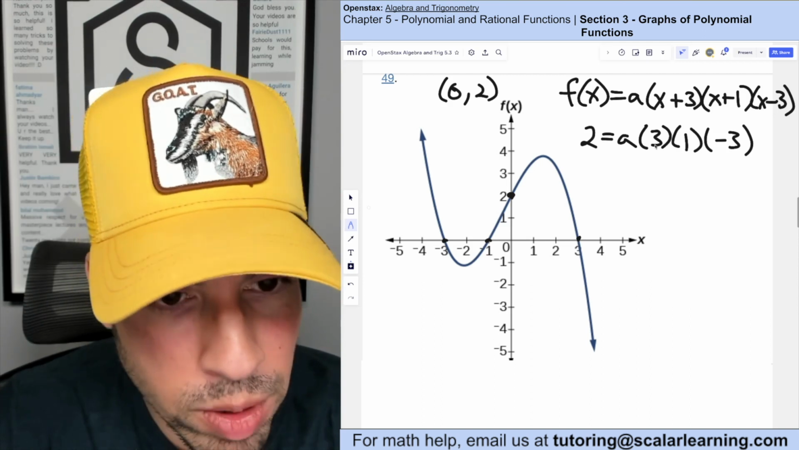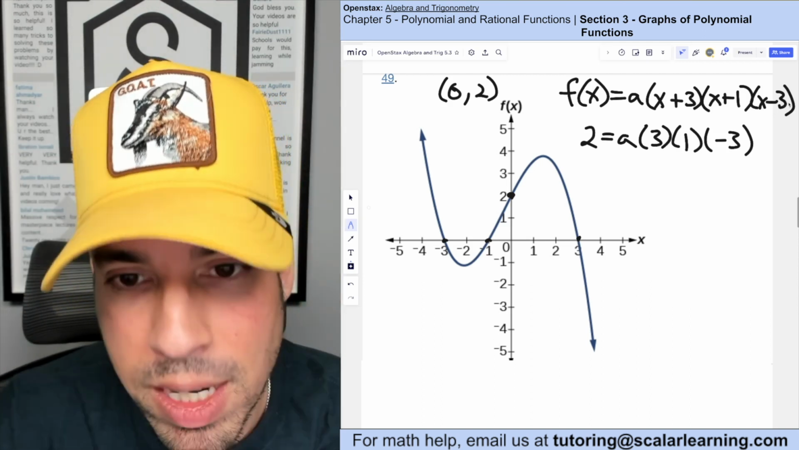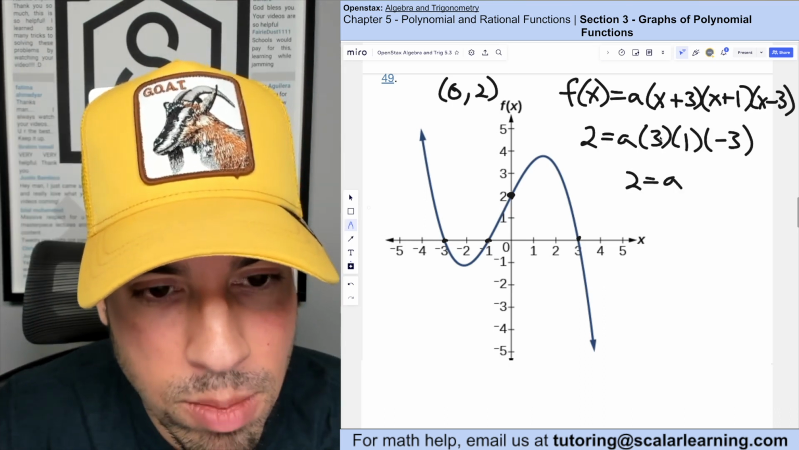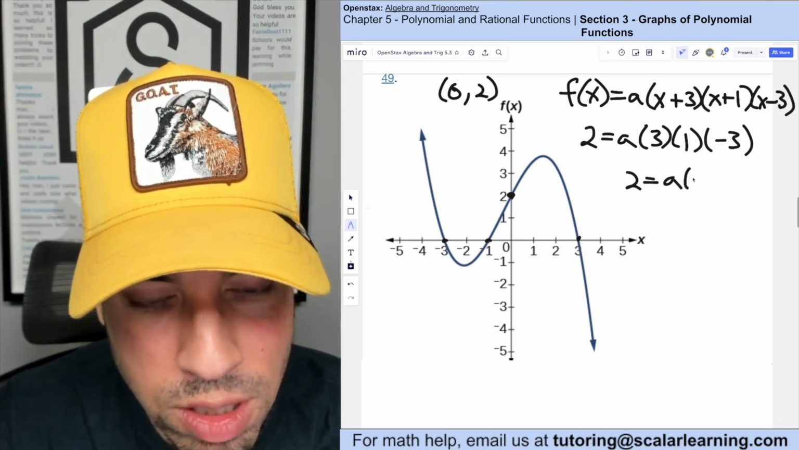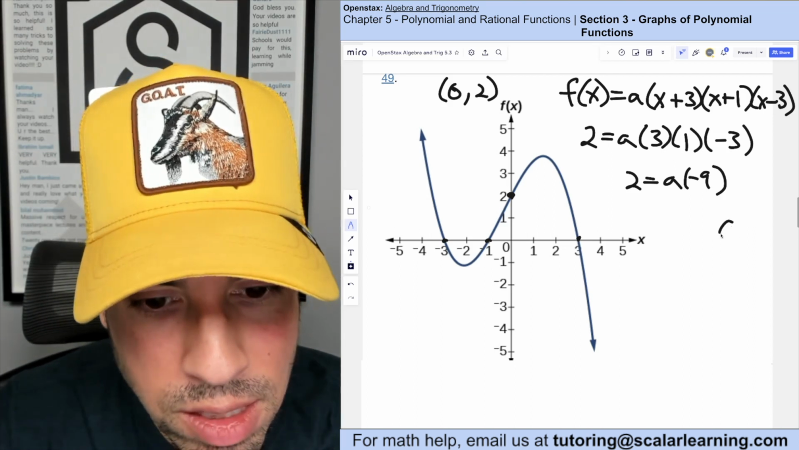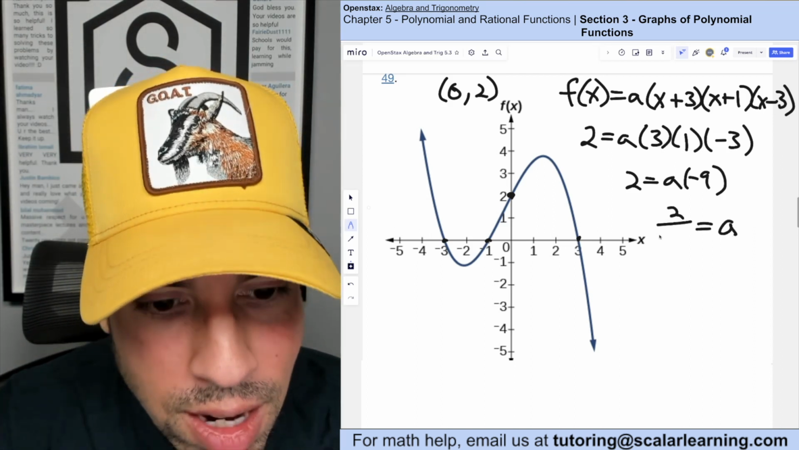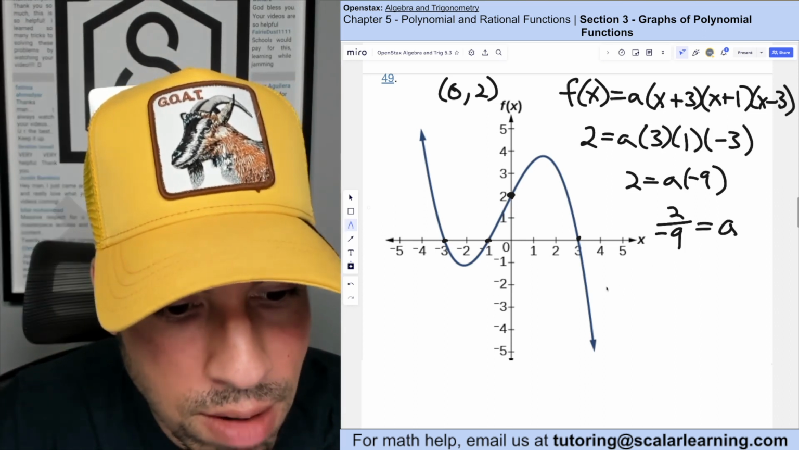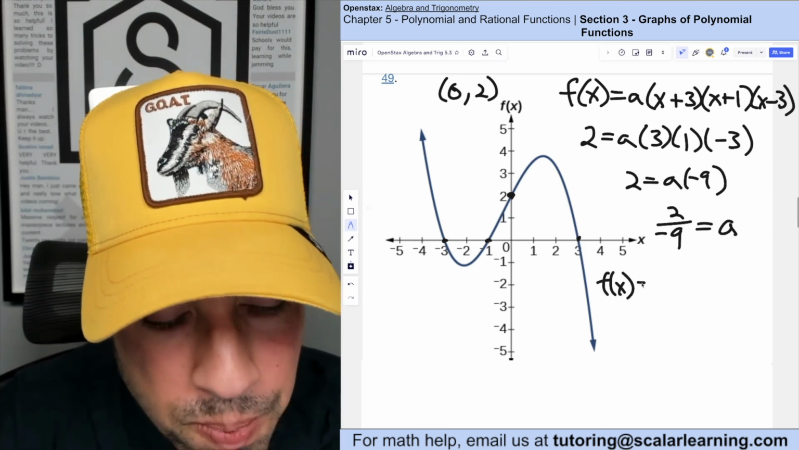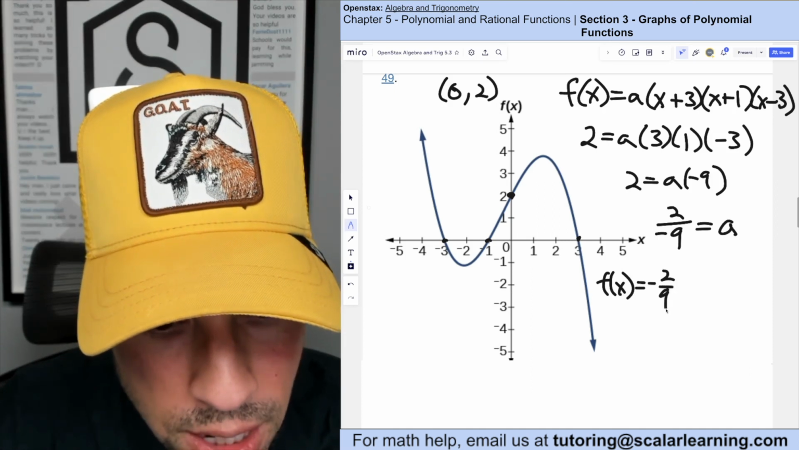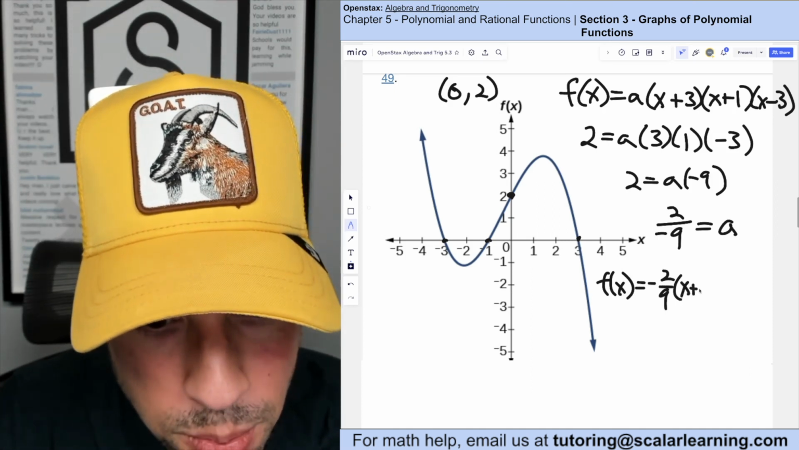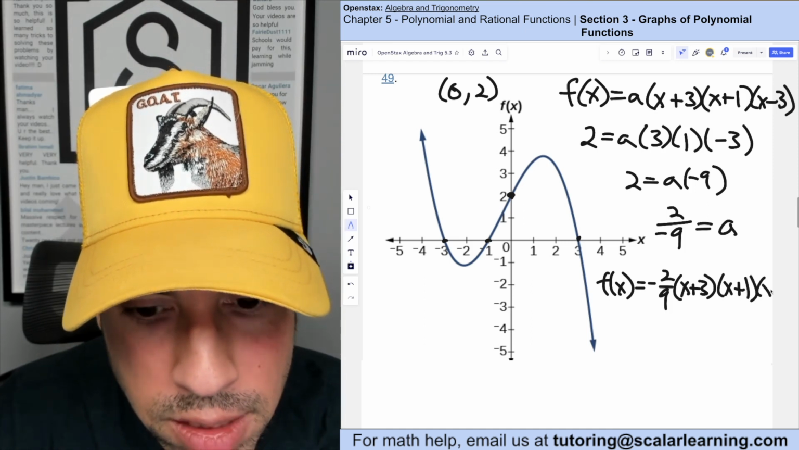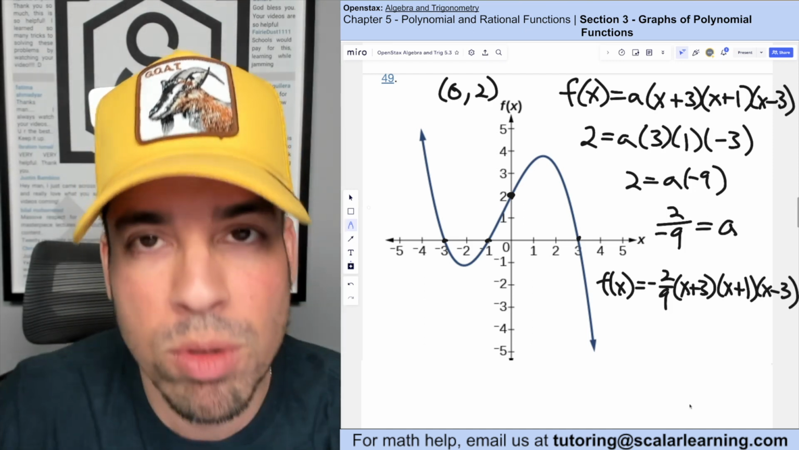So again, 0 plus 3 is 3, 0 plus 1 is 1, 0 minus 3 is -3. Now we can simplify. So we have a times 3 times 1 times -3, which is -9. And then to isolate, we divide by -9. And there is our a value, -2/9. So going back to the f of x, if we want to write it in final form, we have -2/9 for the a value times x plus 3, x plus 1, and x minus 3. Boom, done.